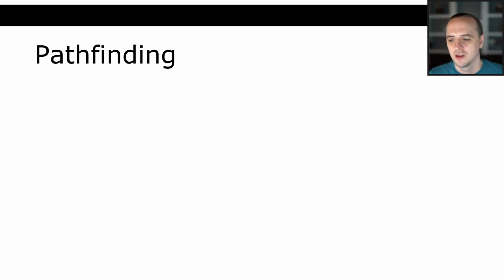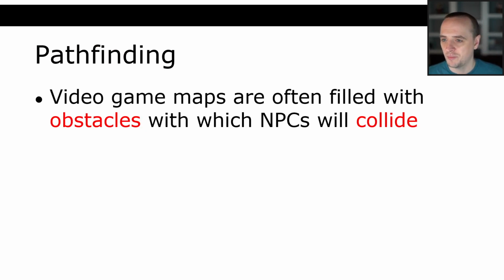Okay, so we talked about those different problems, and the first one was pathfinding. We know a little bit about pathfinding from 3200, but let's just go through it again. What is pathfinding? Video game maps are often filled with obstacles which NPCs will collide with, right? If you just had a big open world, a field with no obstacles in it, pathfinding would be trivial, right? I want to get from A to B. Well, I just calculate the straight line and move from A to B. That's obviously trivial, but in most video games, the environments are not trivial.